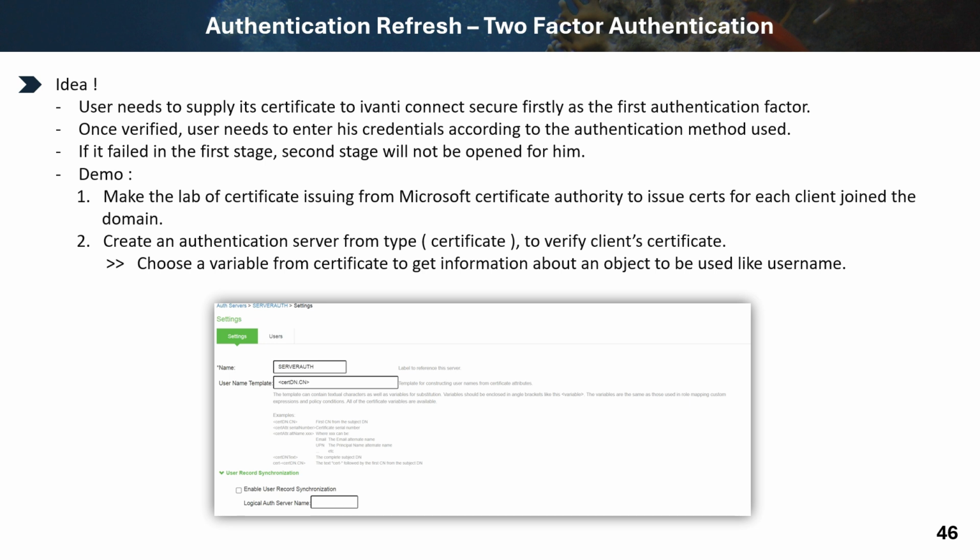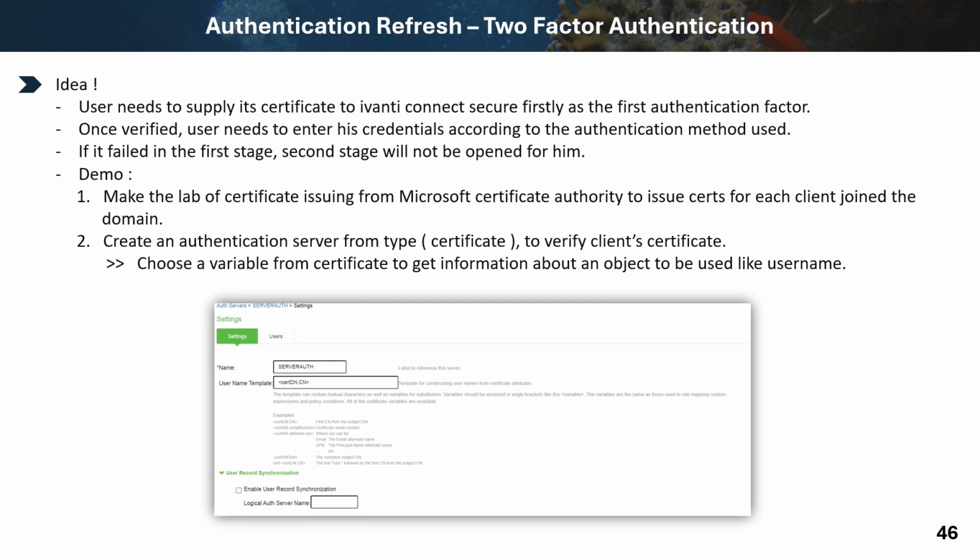One of these methods is to use the certificate as the first authentication method, and then to achieve the authentication using one of these authentication servers that you can leverage using Ivanti Connect Secure. Maybe it's LDAP, maybe it's an Active Directory server like what we are used to do, maybe it's the local DB. In this demo we are going to do this using a certificate issued from Microsoft Certificate Authority to a client. After this is verified successfully, we are going to validate this client using the username and password created locally on Ivanti Connect Secure. By doing so, we achieved what we call two-factor authentication.